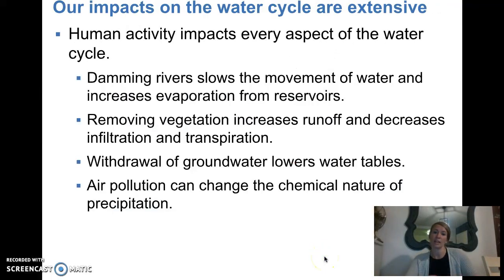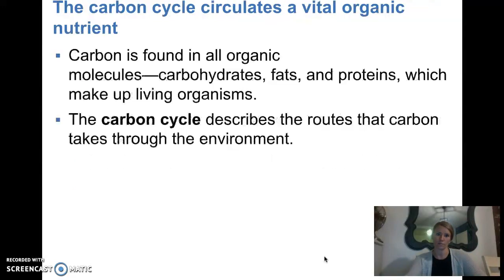And then air pollution can change the chemical nature of precipitation, which we'll talk about a lot later. But when we put pollutants into the air, that comes back down to the Earth's surface through the water cycle. So that's the water cycle. Next, we'll get into the carbon cycle.